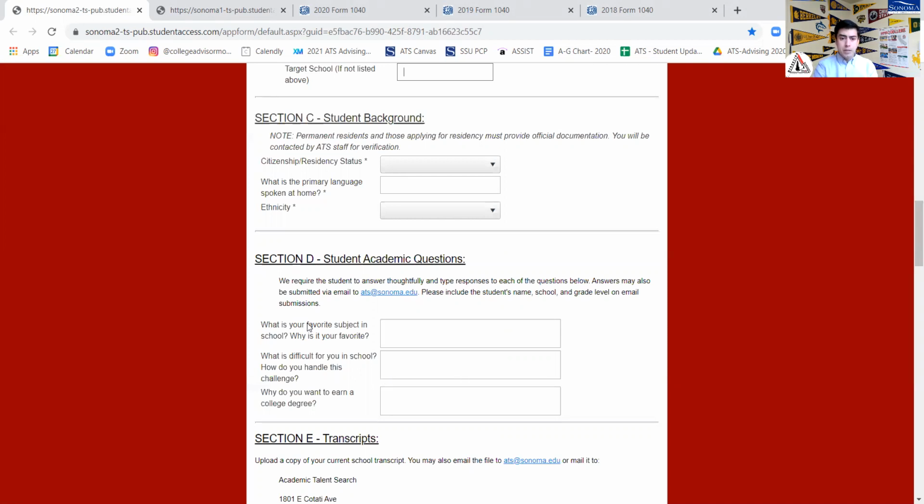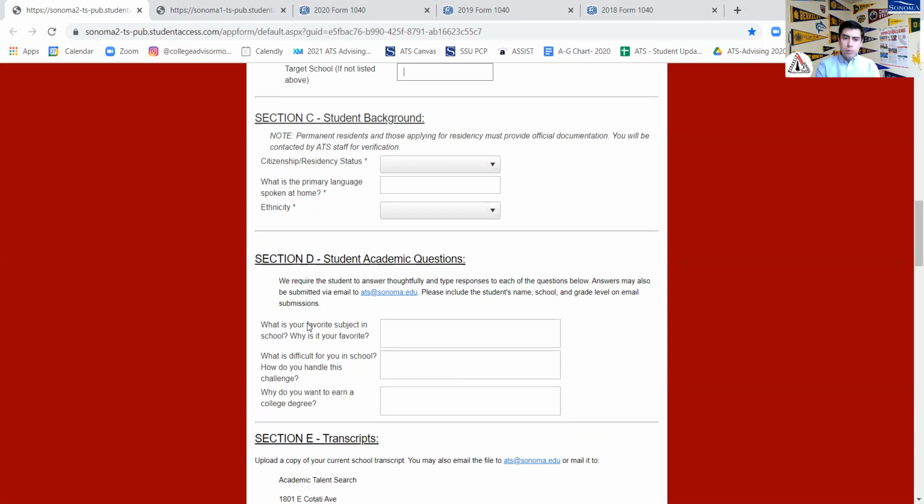And then the second question is, what is difficult for you in school and how do you handle this challenge? So what is it, a specific topic? Is it math, science, English? Maybe it's not related to the academics. Maybe it's raising their hand, whatever it may be. Make sure they answer that question and how they are working on that challenge.